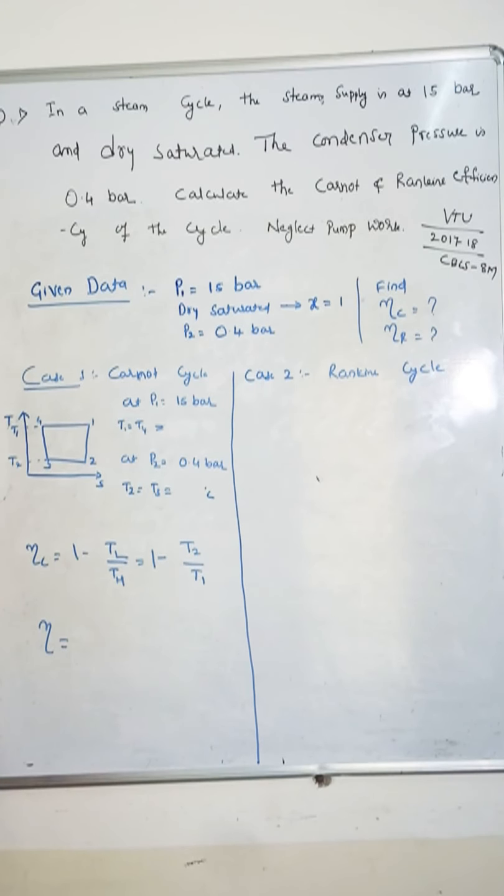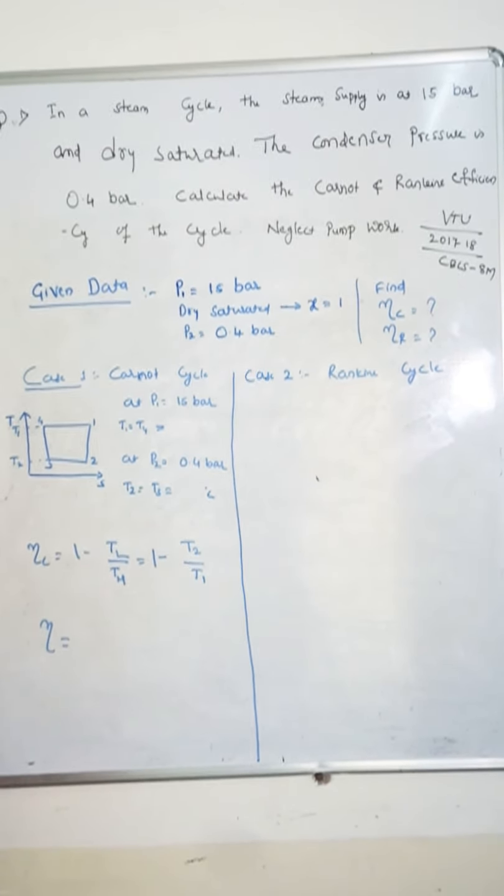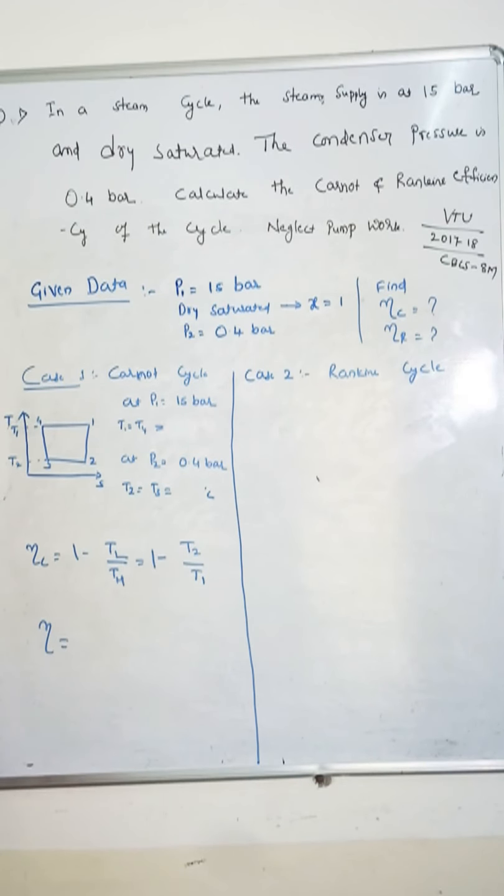In a steam cycle, the steam supply is at 15 bar and dry saturated. The condenser pressure is 0.4 bar. Please note down once again. I will repeat. In a steam cycle, the steam supply is at 15 bar and dry saturated. Please underline the word dry saturated. The condenser pressure is 0.4 bar.